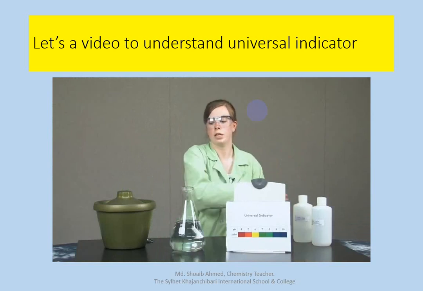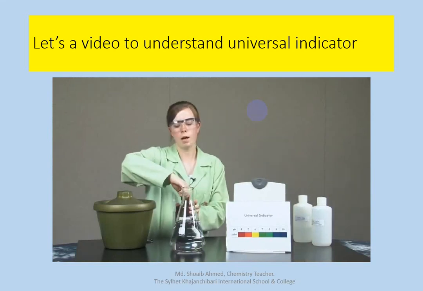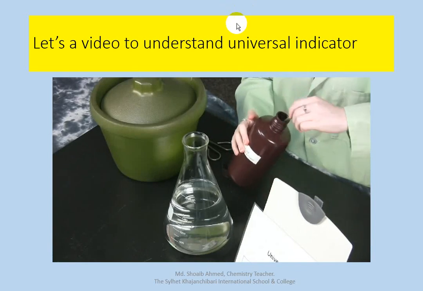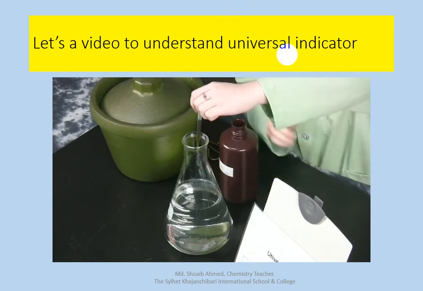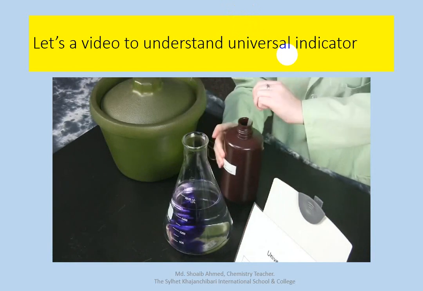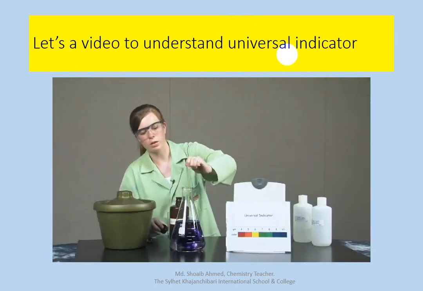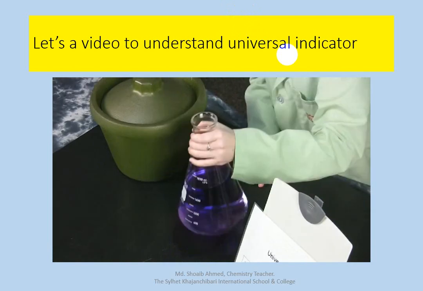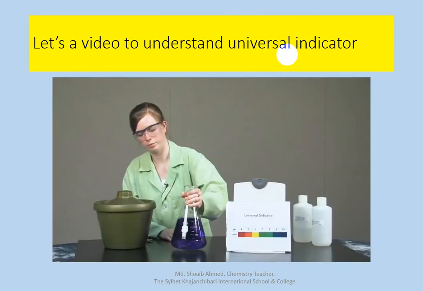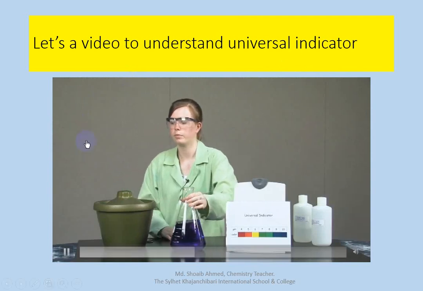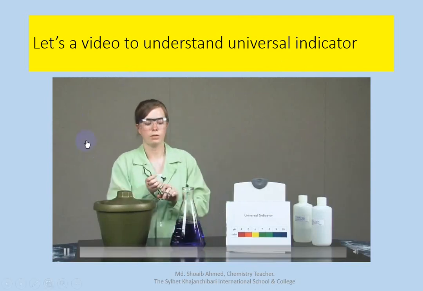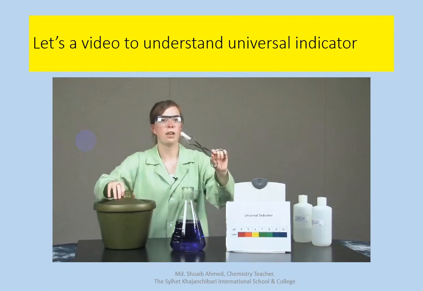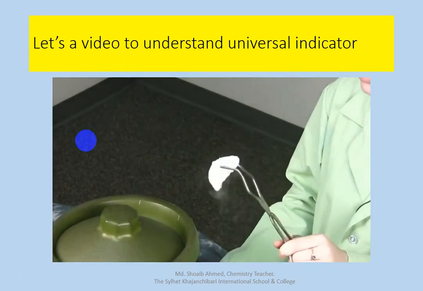Next, I'm going to add some universal indicator. Universal indicator is a combination of 4 indicators so that it has a pH range from 4 to 10. The colors of it are right here. As I'm adding this, you can see that it's turning purple, so we're in the basic range of the scale. Make sure we're swirled properly. Next, I'm going to add some dry ice. Dry ice is the solid form of carbon dioxide. It is negative 78 degrees Celsius, and it sublimes at room temperature.